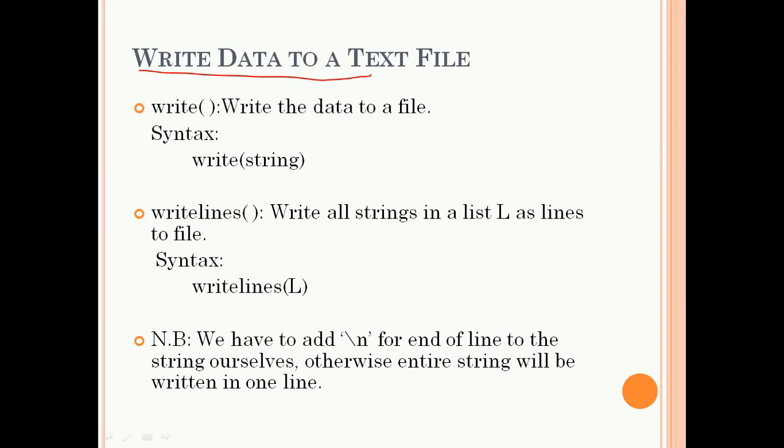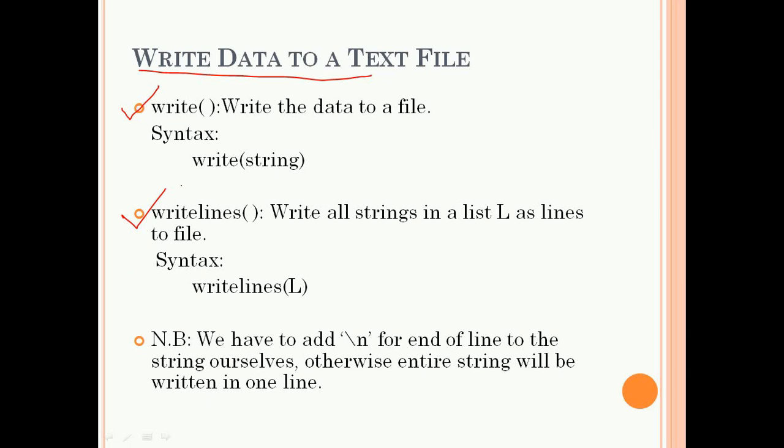We can write using two methods. First one is the write method and second one is the writelines method. Using the write method, we can write a single string to a text file, and using the writelines method, we can write multiple strings, or you can say multiple lines, using a list. The elements of the list will be the lines which will be written in the text file.